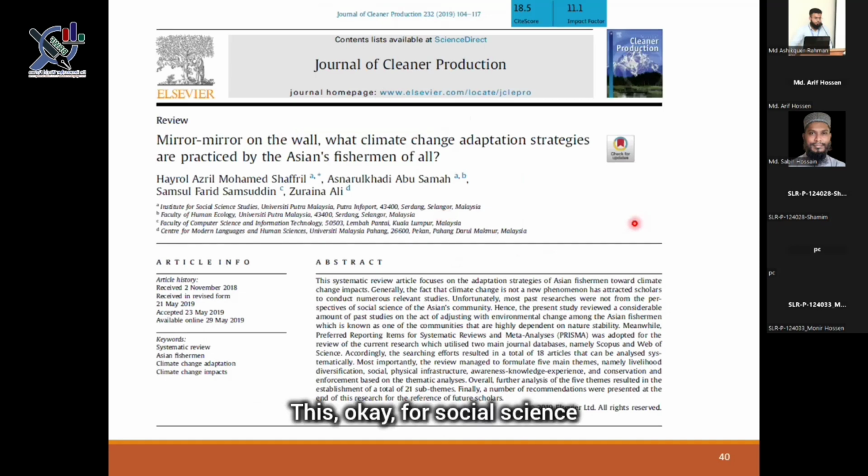This one is for social science. This article is also published in the Journal of Cleaner Production, with an impact factor of 11.1 and a CiteScore of 18.5.